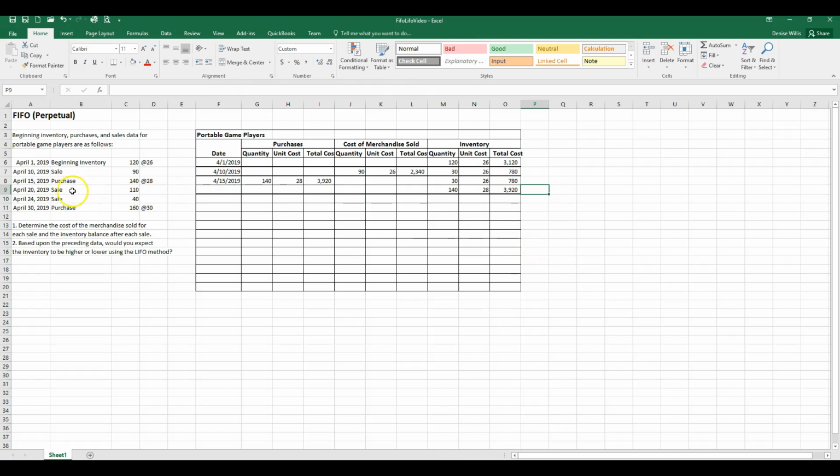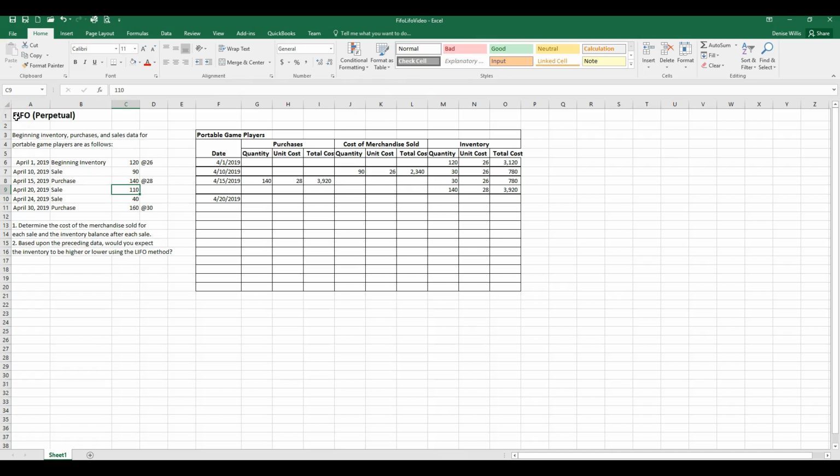So now the next transaction, on 4/20, says we are going to sell 110 items. Now we've got to make a decision. How much do those 110 items cost us? Are they $26 apiece, or are they $28 apiece? This is when we have to make sure we know what inventory flow assumption we're making.